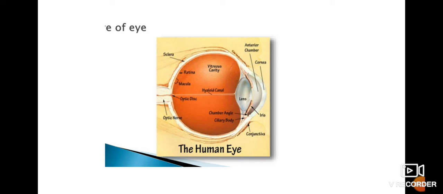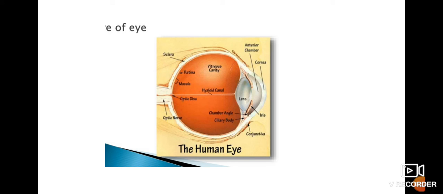Now, if you look at the different parts of the human eye, the outermost portion of the eye is the cornea, followed by the iris and the pupil. Just behind the iris and the pupil is the convex lens that will focus the light rays, which refract from the lens and converge onto the screen, which is called the retina.